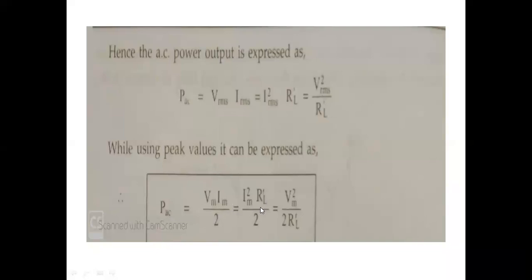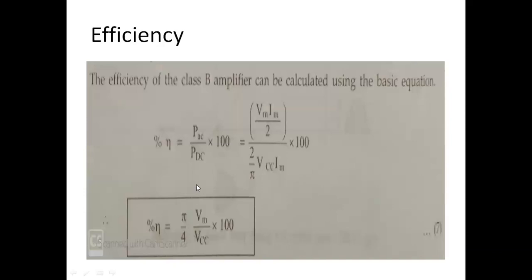Okay. And in this one also, if you substitute IRMS as Im by root 2, this is the value we can get, that is Im square RL dash by 2. If you substitute VRMS as Vm by root 2, then this is the equation, Vm square by 2 RL dash. So we are just using the first formula.